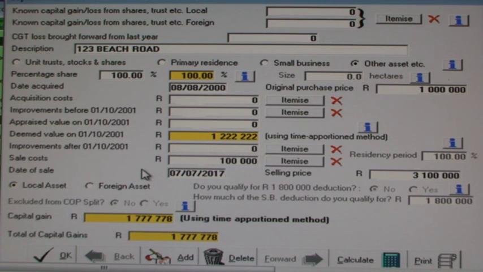However, if we add improvements made after the valuation date, then this does not just alter the sale price. The formulas amortize the 100,000 over the period, by effectively shifting the valuation date in the background and producing a new base cost, which means a new gain amount. If you want to use these formulas manually, then the formulas are freely available in the 8th schedule and on SARS's website in a document called Comprehensive Guide to Capital Gains Tax.